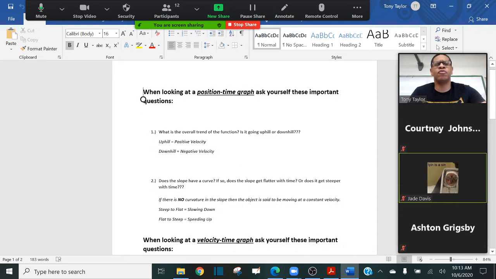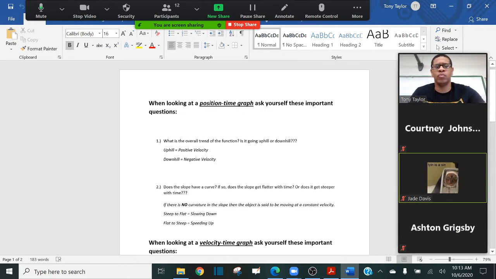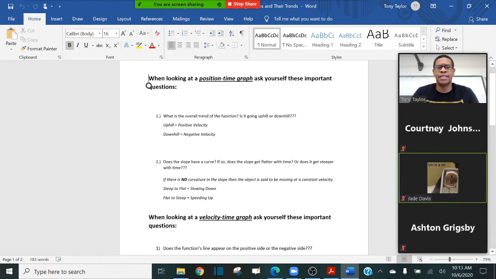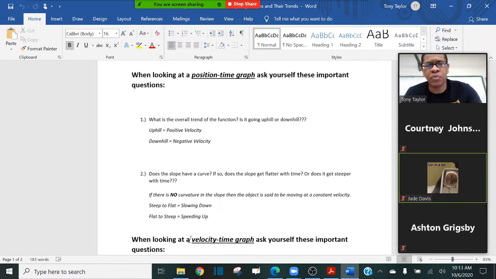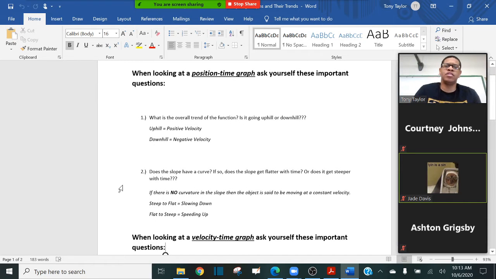Whenever Schoology gets back up, I'm going to upload these rules for interpreting position versus time graphs in Schoology. So most of the Zoom call today, we're going to focus on position versus time graphs. And then toward the end, we're going to get started on velocity versus time graphs. And again, we're mainly focusing on how accelerated motion looks on these graphs. So let us look over these rules together, and then we're going to just look at several examples.